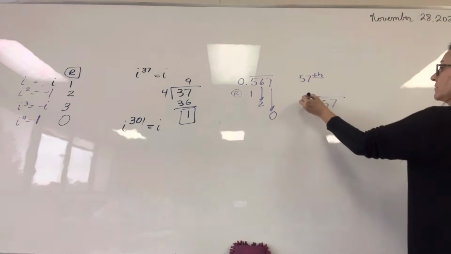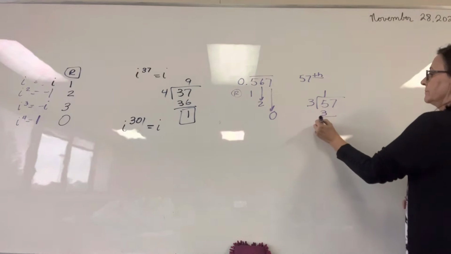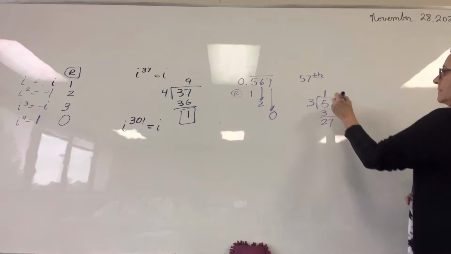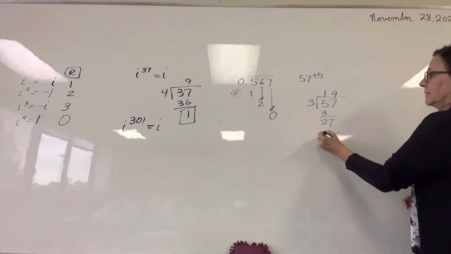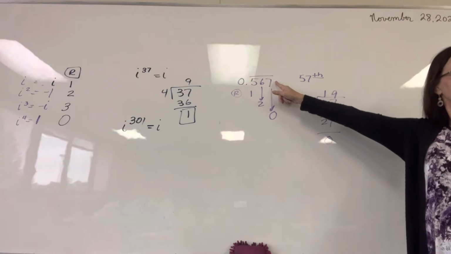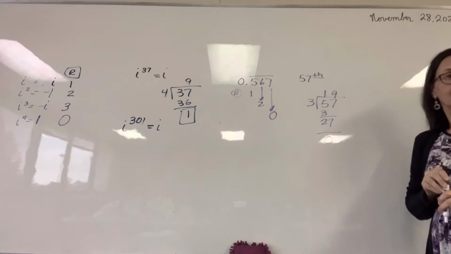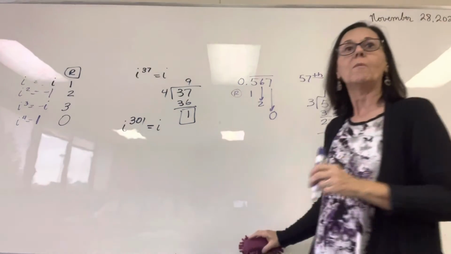So I take 57 divided by how many repeat digits I have? 3. Nine. So it's 7. Does that make sense? That's pretty cool. Okay. I'm going to do one more.